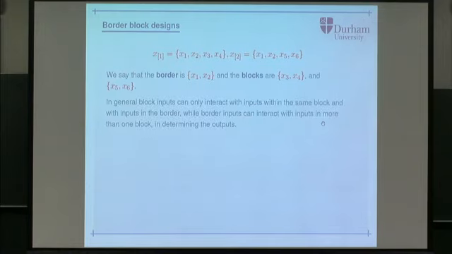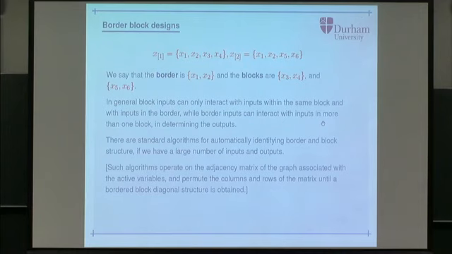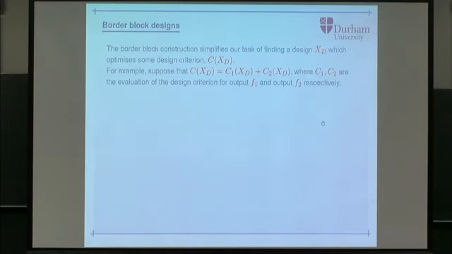What we mean by a block in that structuring is that inputs in one block can only interact with inputs in that block, and the inputs in the border can interact all over the place. There are standard algorithms for identifying borders and blocks. They take the adjacency matrix and rearrange it until they've found one. So let's now quickly say how it simplifies our design. We have two different criteria based on the same design. We only have one design, and it's going to be evaluated on both outputs.